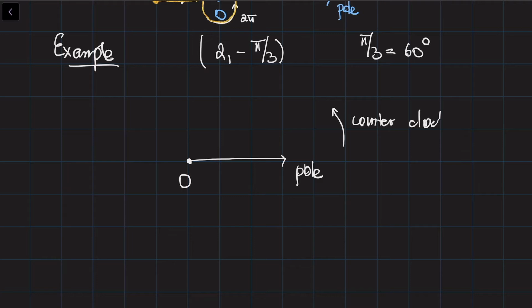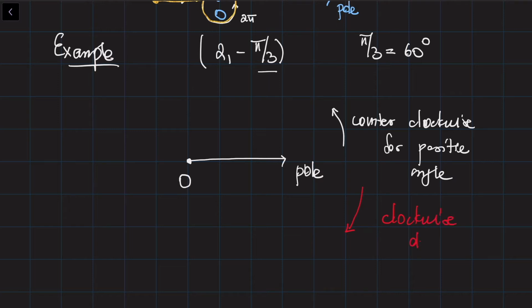So we have to rotate this pole in the counterclockwise direction, for positive angles. But if you've got the negative angle, as in our case, we have to rotate the pole in the clockwise direction. So this is how we draw the angles.